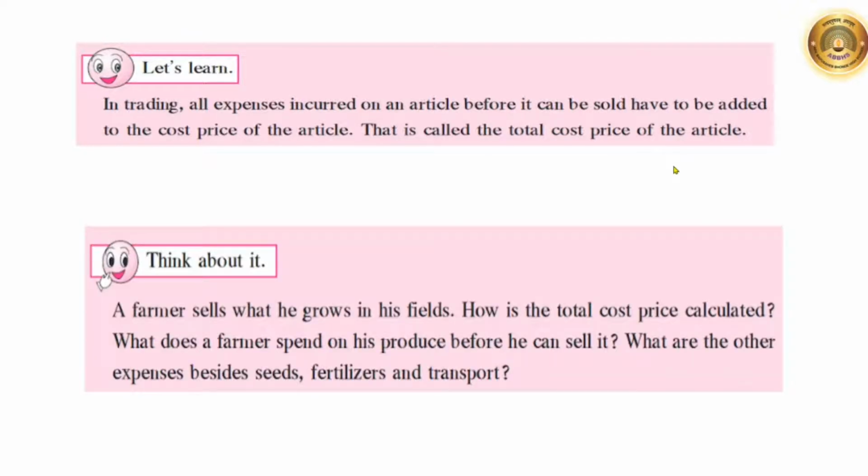Now a farmer sells what he grows in his field. How is his total price calculated? What does the farmer spend on his product before he can sell it? What are the other expenses besides seeds, fertilizers and transport?